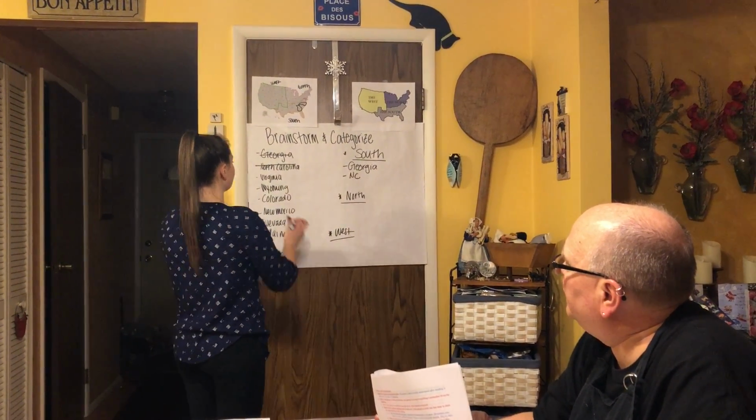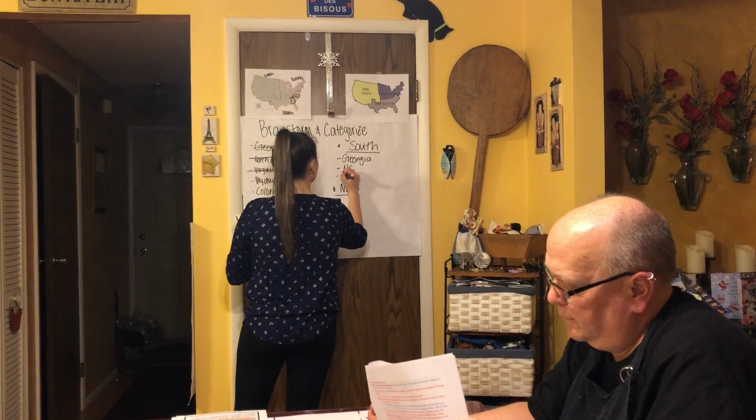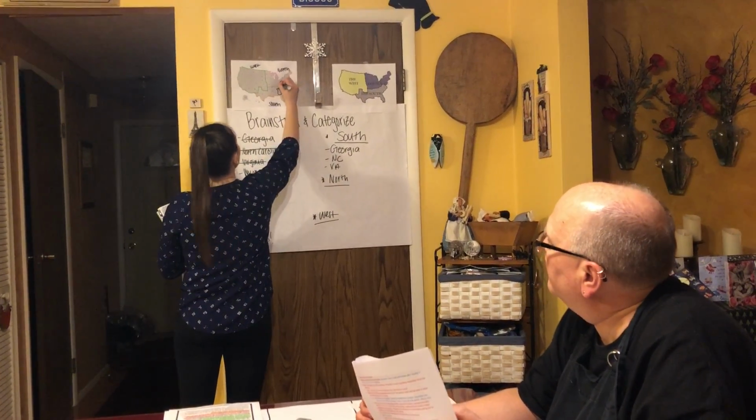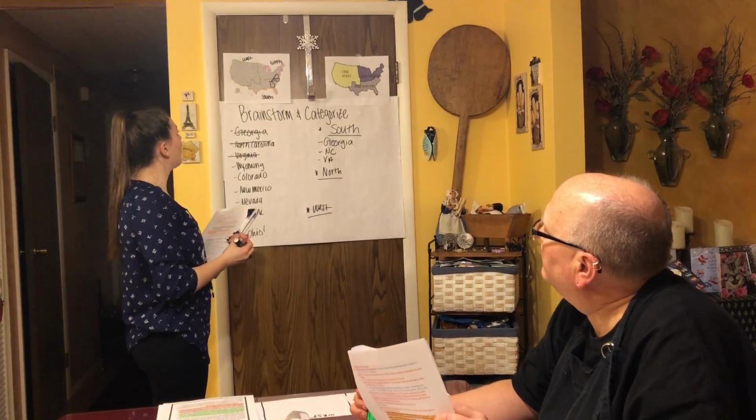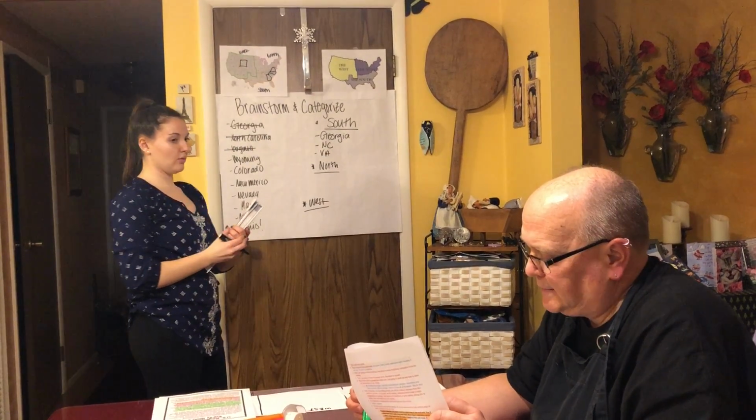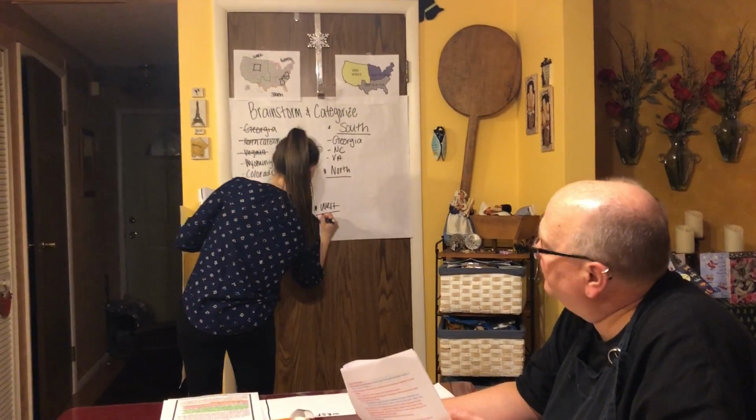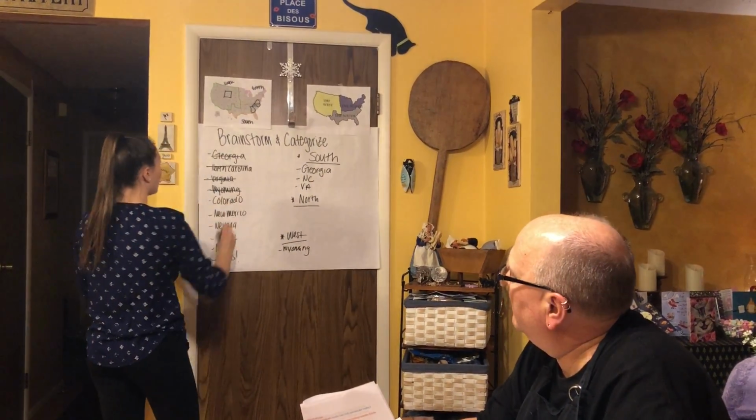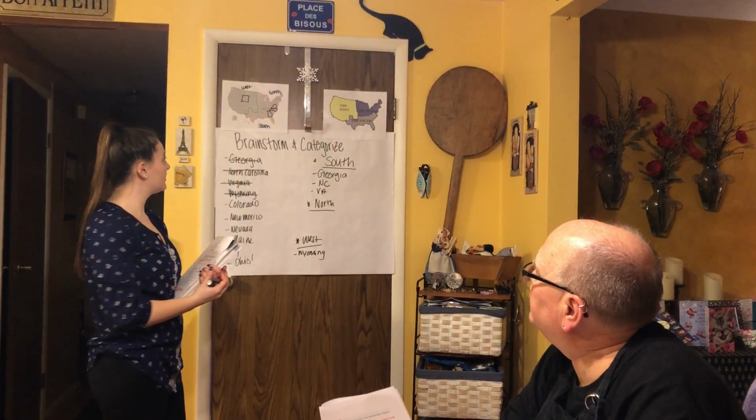Virginia's in the South too. Virginia is also in the South. I'm just abbreviating. Virginia is up here. Right. What about Wyoming? Wyoming is up here. That's in the West. The West. Right, exactly. Colorado. Colorado's in the West too.